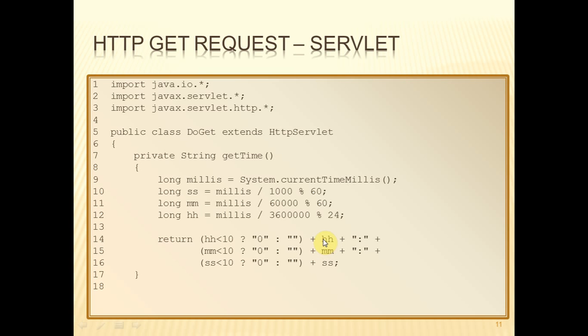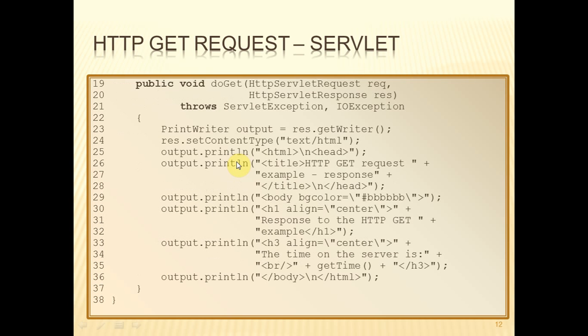So there's always going to be 2 digits for the hours, 2 digits for the minutes, 2 digits for the seconds, separated by colons, returned as a string to whoever calls this method. Well, let's look at the doGet method for this servlet.